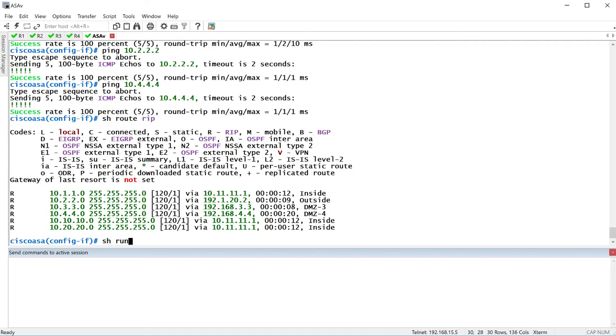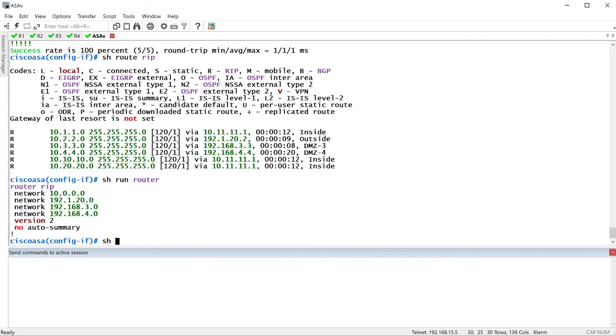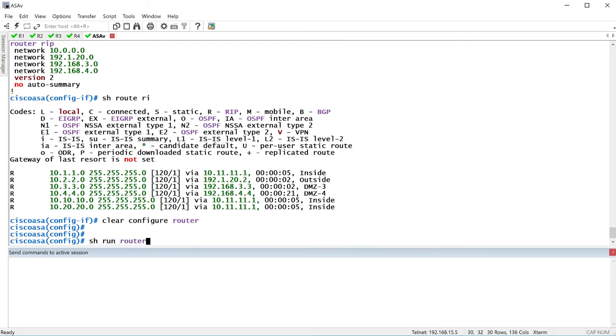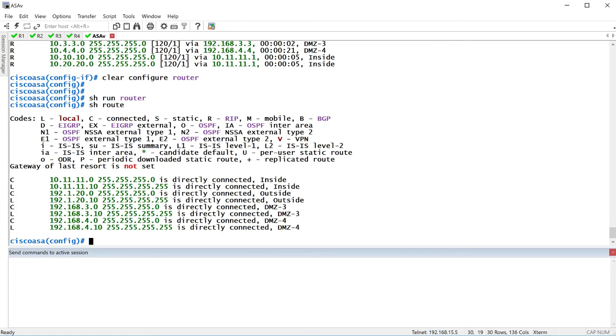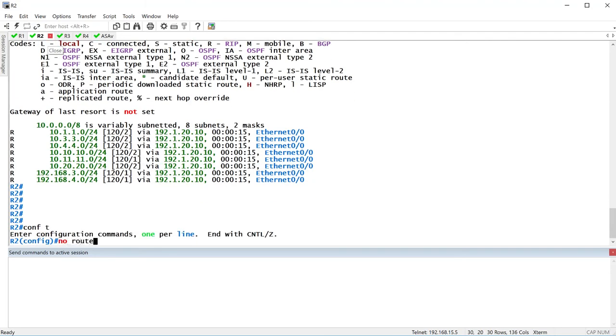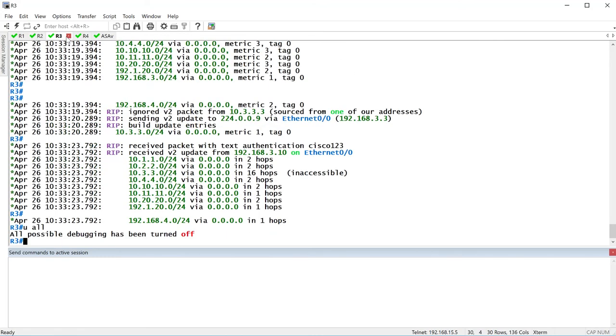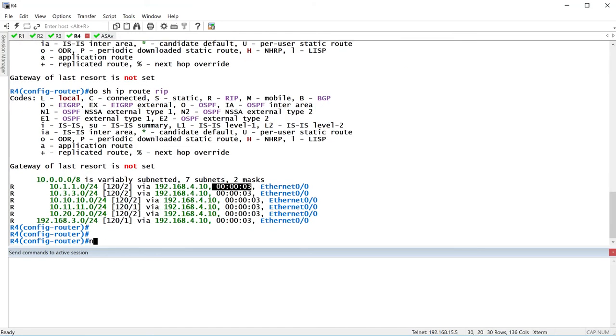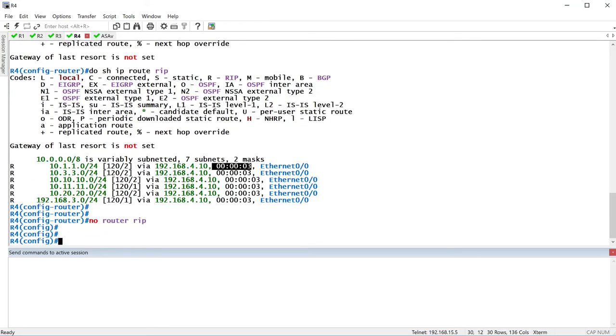If I do show run router, I have RIP running. Show route RIP shows all the RIP routes. I'll clear configure router. So all my routing protocols would be gone. So it's blank, just the directly connected ones. On the other routers, I'll just do no router RIP, so that they're blank routers again. Not blank, but blank in the sense of routing protocols. They're not running any routing protocols right now.